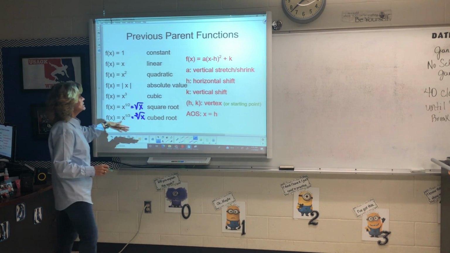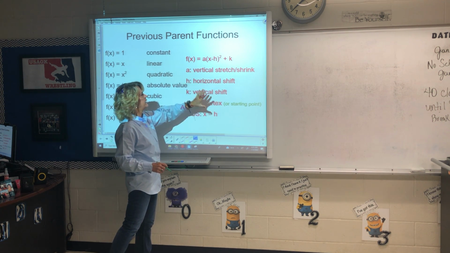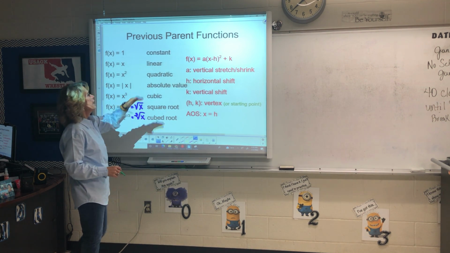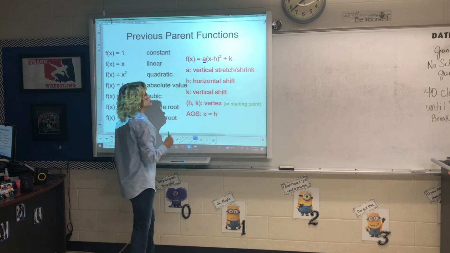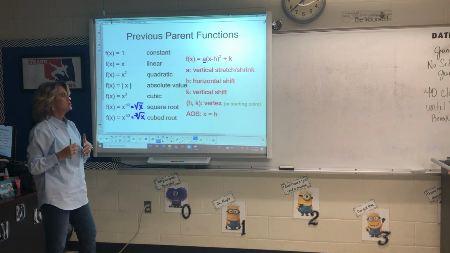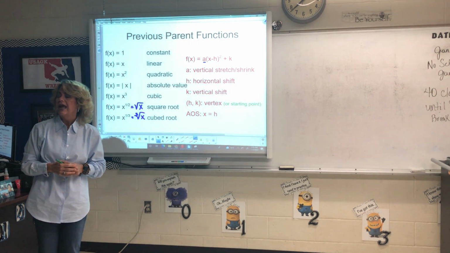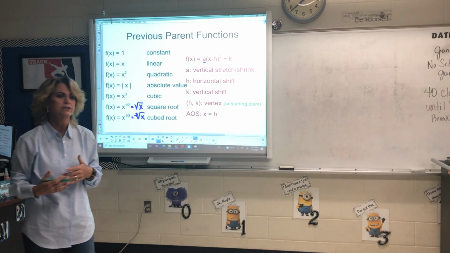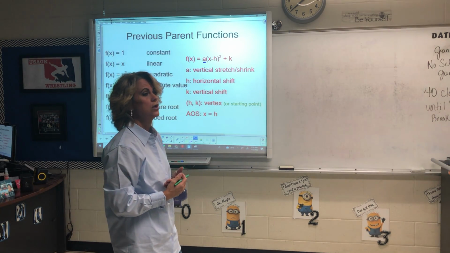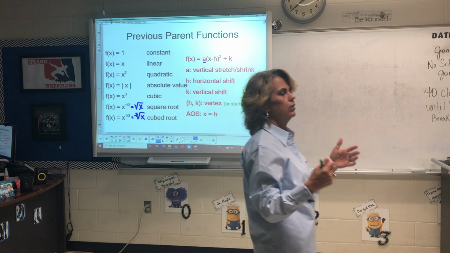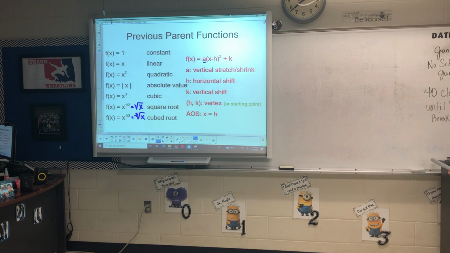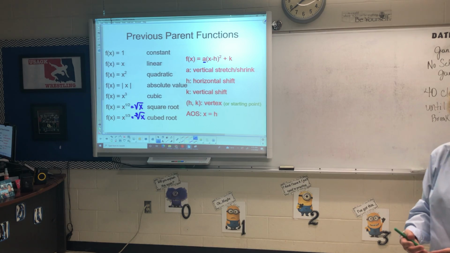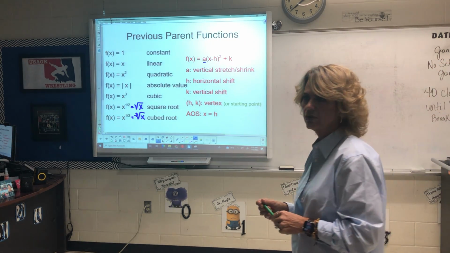Now, I put all this down here and I just used the quadratic as an example. Your A determines your vertical stretch or shrink. Your H determines your horizontal shift. And remember, when we talk about horizontal shift or vertical shift, we don't say a horizontal shift of -3. We would say a horizontal shift left 3. Everybody with me? Yes, no, or maybe?